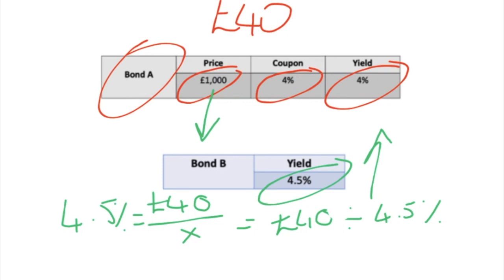So we do our £40 and we divide that by 4.5%. Remember, it's not 4.5, it's 4.5%. And what we'll get is £888.89. And again, if you just go back to the original formula of £40 divided by that, it'll be rounded up to 4.5%. So again, we can see that the market price has fallen as the yield has risen, but we're still getting that coupon rate of £40.